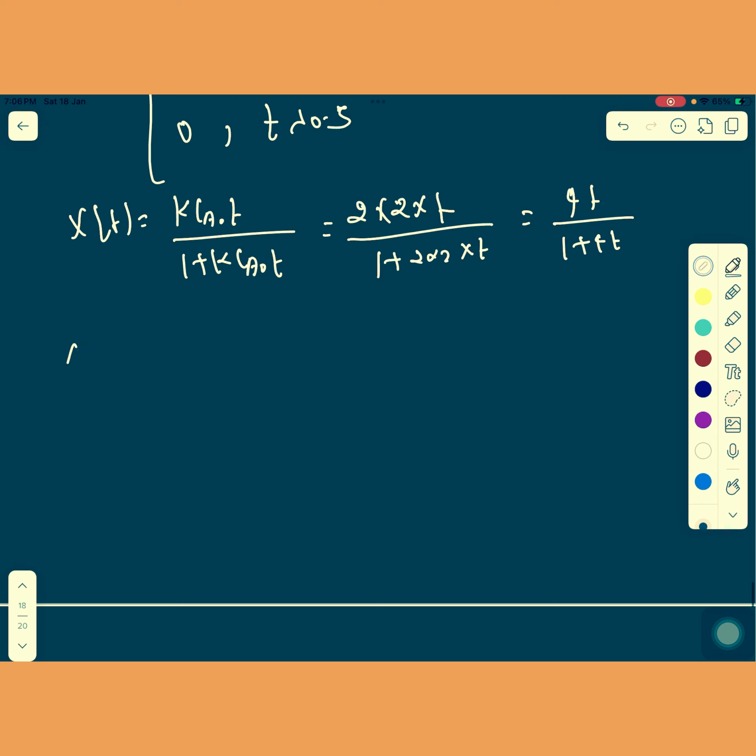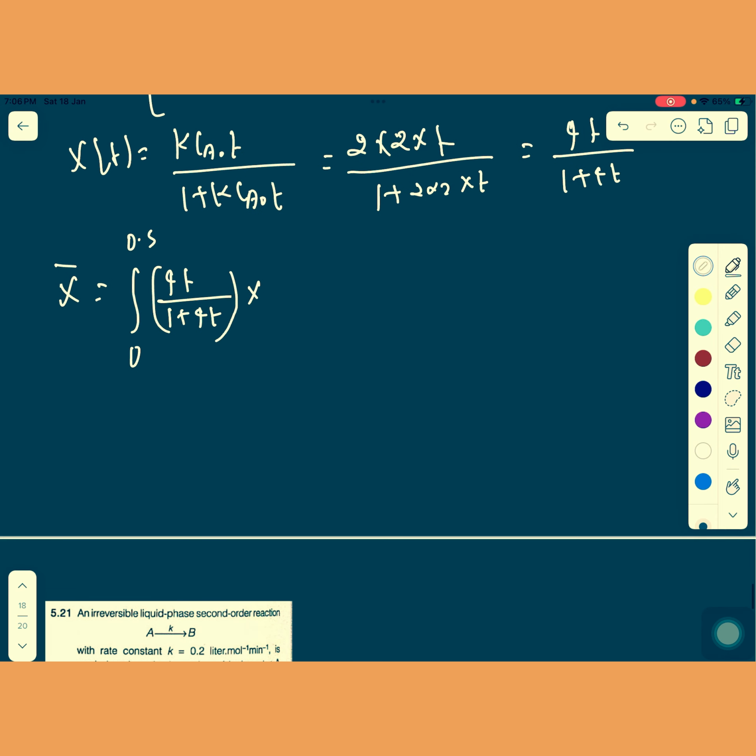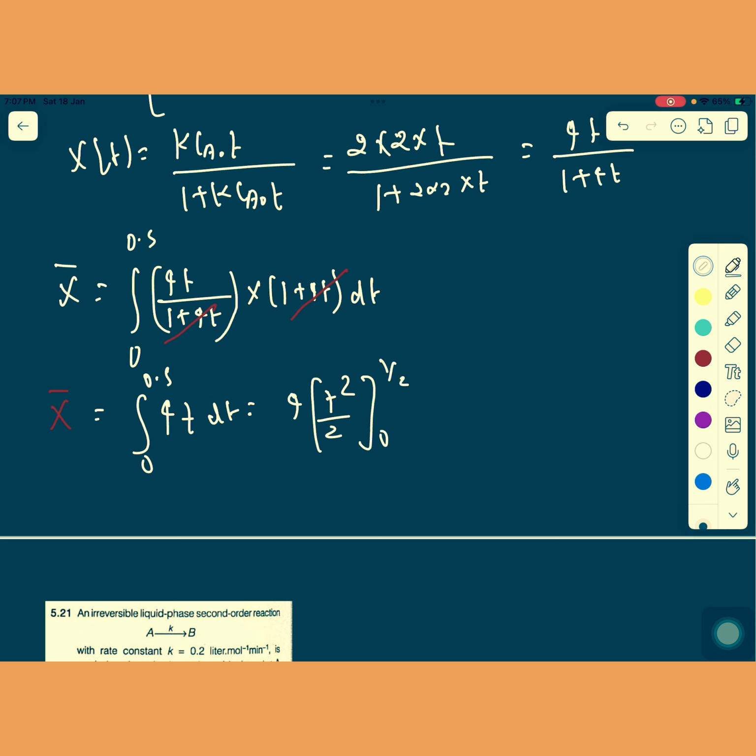So directly now you'll move forward for the overall conversion, that is the integral from 0 to 0.5 of X(t), which is 4t upon 1 plus 4t, multiplied with E(t). E(t) is also 1 plus 4t, dt. So if you see, this will get cancelled out. So this is getting simplified now: the integral from 0 to 0.5 of 4t dt, that is 4 into t square divided by 2, from 0 to half. So that is 4 by 2 is 2, multiplied with 1 by 4, that is 1 by 2. So your 50% conversion is there, meaning 0.5.